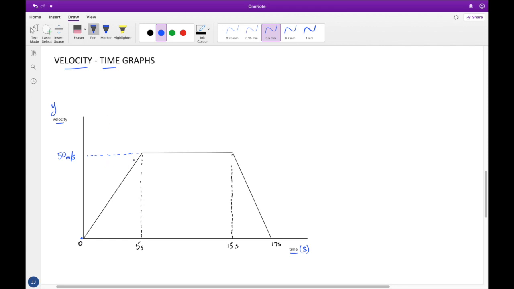So we can see from the graph that he starts with a velocity of 0, and he increases that velocity, which means he's going faster and faster and faster until he reaches a maximum velocity of 50 meters per second. He reaches 50 meters per second in this space of 5 seconds.